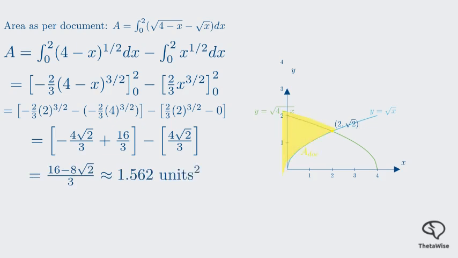This highlights a critical point. Always double-check that your integral setup perfectly matches the shaded region you want to find. A tiny mistake in the limits or the integrands can lead to a completely different result. Let's move on to our third example.